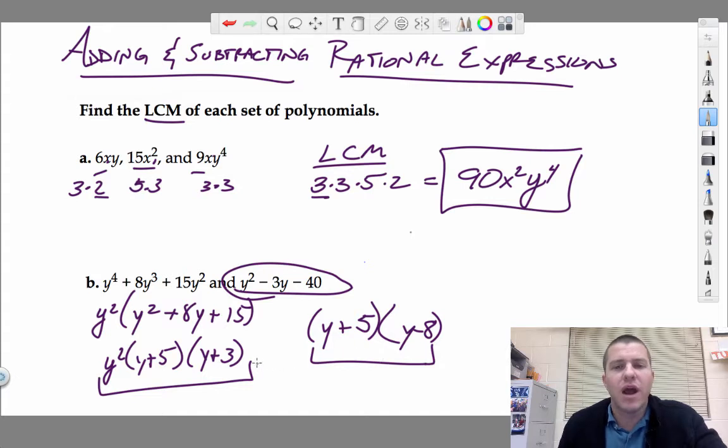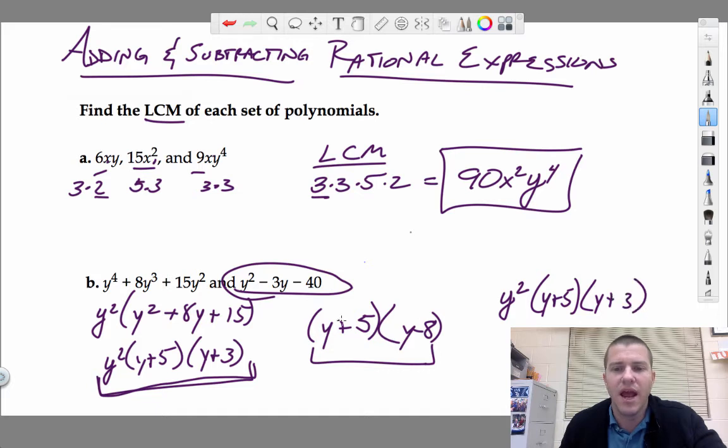A lot of times what I will do is I'll start with one of them, the larger one. It has to have everything in here. So I do y squared. It's got to have the y squared. It's got to have y plus 5. It's got to have y plus 3. And when I go to the next one, it's got to include everything from this one as well.